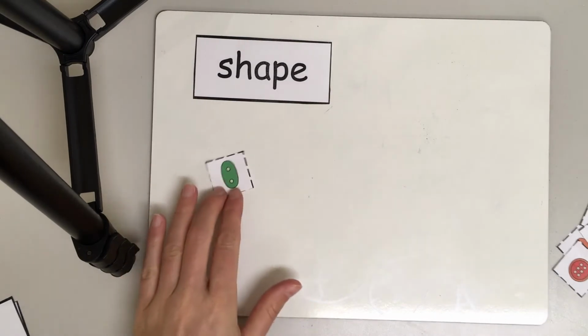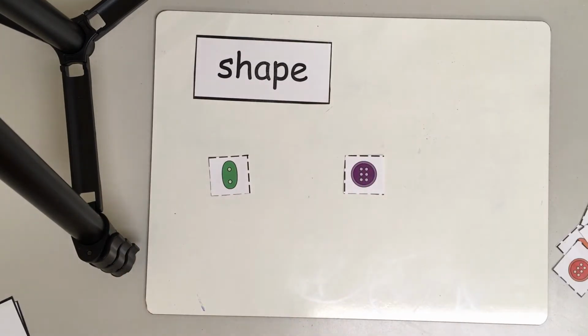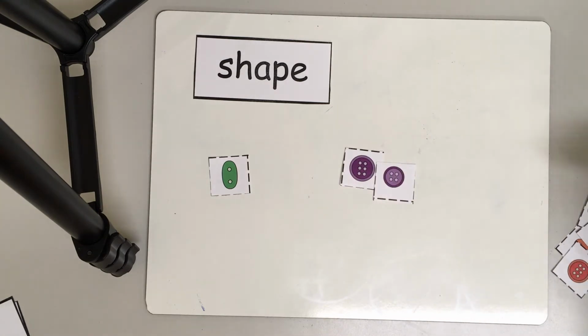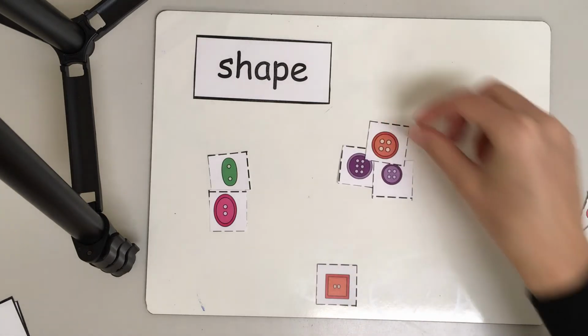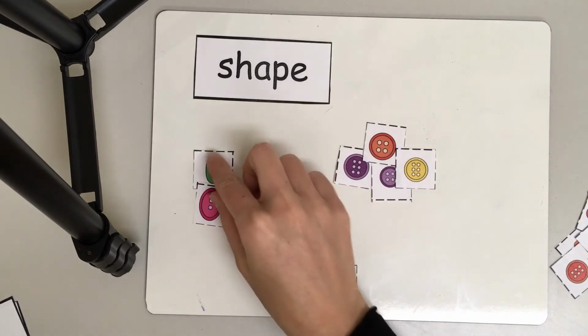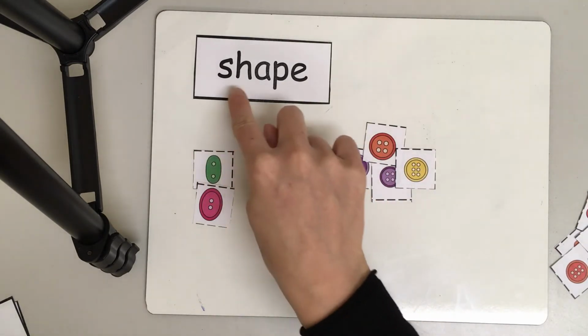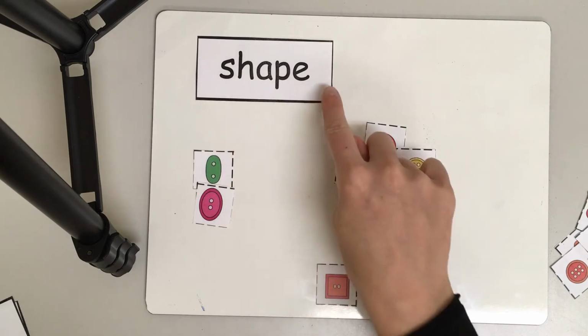This button is an oval shape. This button is a circle shape. This button is a square shape. Notice how there are different colors in each group. That doesn't matter because this time I am paying attention only to the attribute shape.